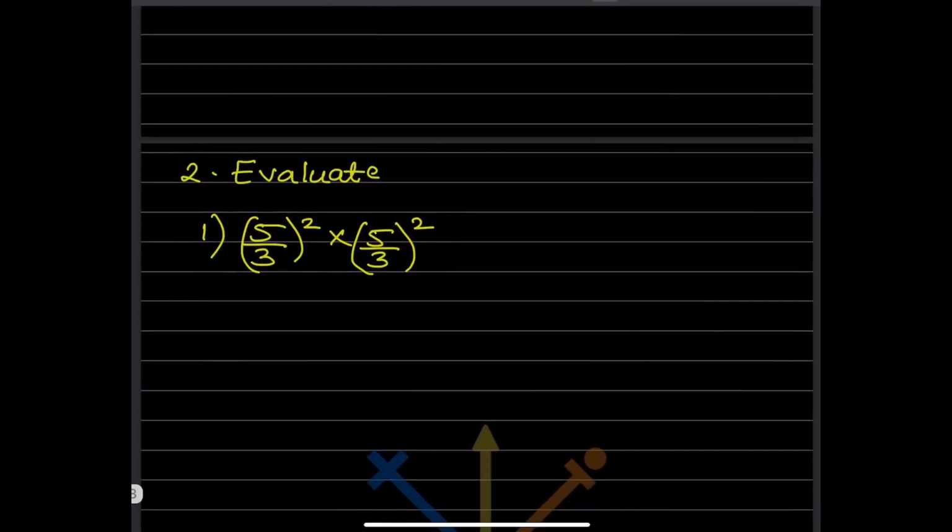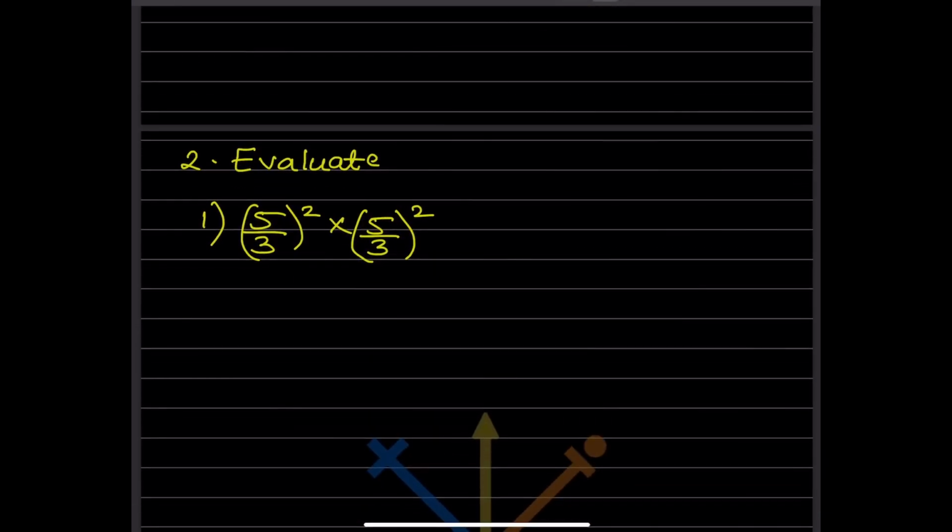Now let us look at the next one. Here you can see that the base is the same. So you know that a raised to m into a raised to n will be a raised to m plus n. The exponents are the same, but now we are going to consider the base being the same. So what are we going to write here? 5 by 3 raised to 2 plus 2. That is going to be 5 by 3 raised to 4.